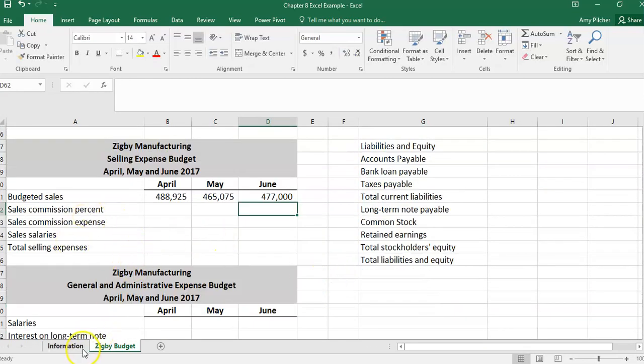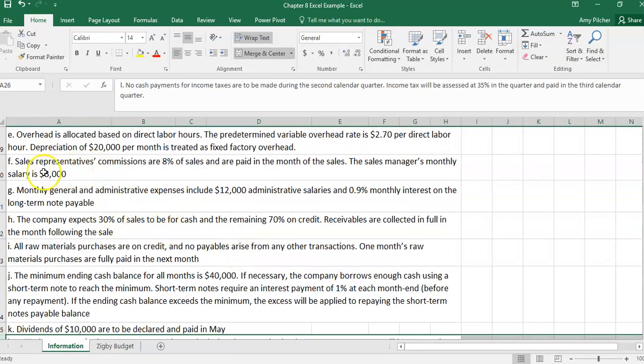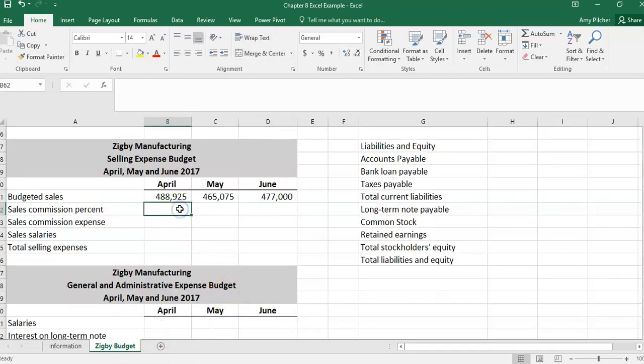Then we need information about our selling expenses. So here we find out that sales representatives' commissions are 8% of sales and are paid in the month of sales. Our sales manager's monthly salary is $3,000. So we take that information back to our budget. Our sales commission percent is 8%. We put that in as 0.08. And for formatting, we can change that to a percent.